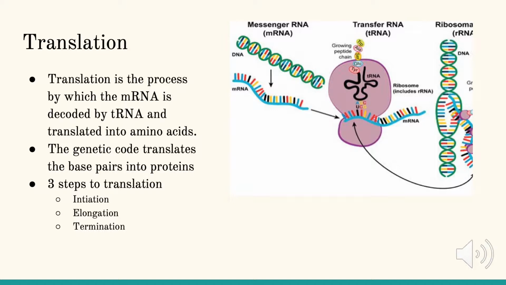Almost all cells use the same genetic code to convert the nucleotide sequence into amino acids. Conversion of the mRNA to amino acids requires tRNA to decode the mRNA template. Let's take a closer look at the 3 steps of translation.